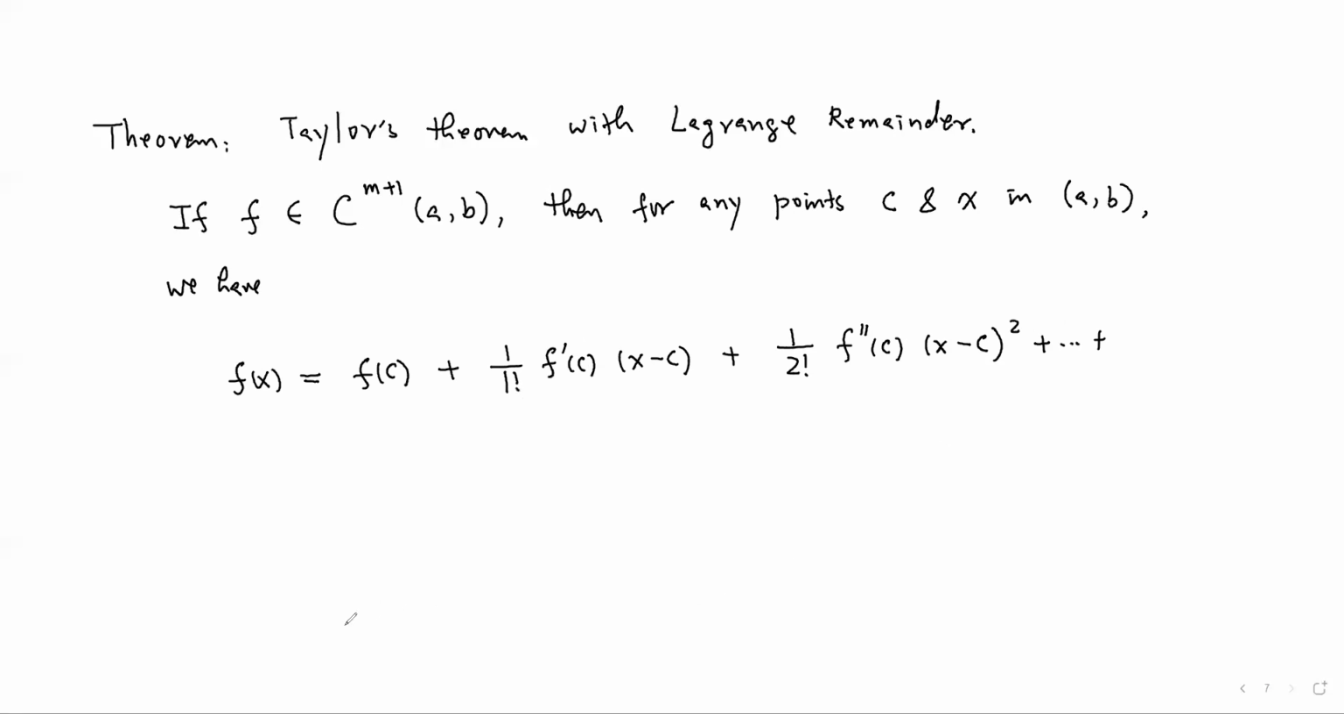Here, let me change the notation. Don't use M, but use N. Let me use N. Here is 1 over N factorial, f derivative N times, then evaluated at c, times (x minus c) to the N.